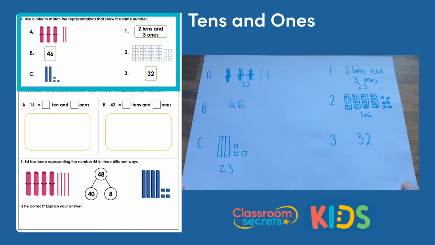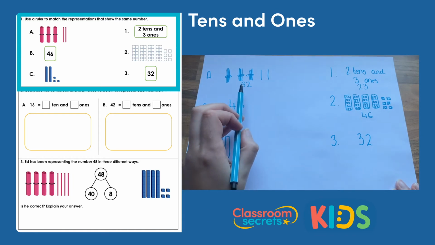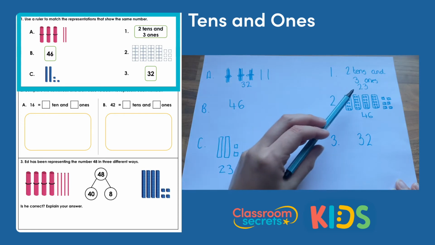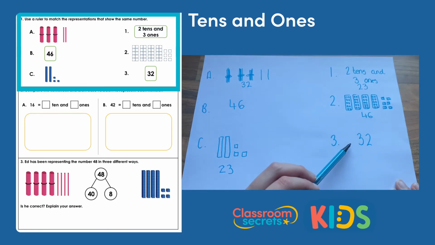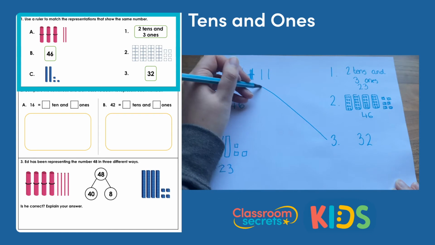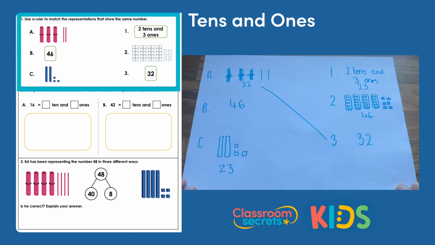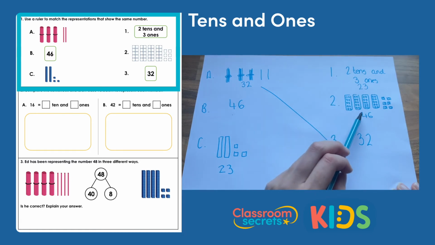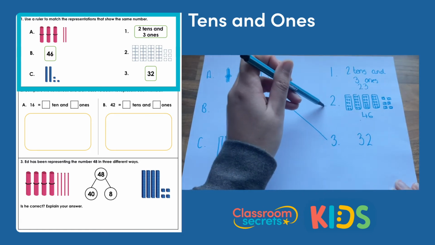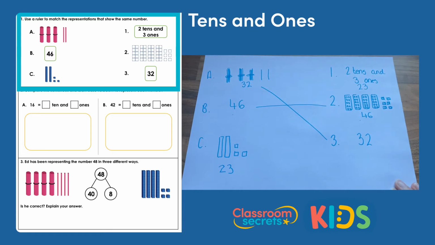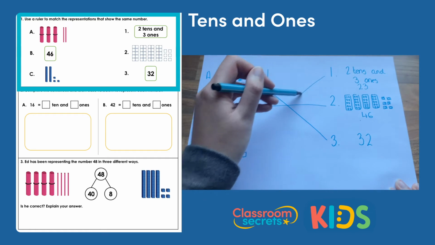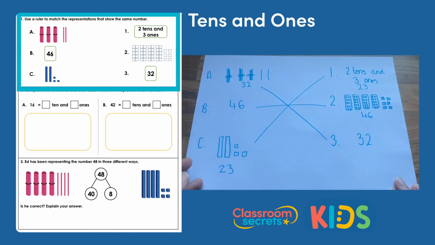So now I've written which number each one is representing, I can start to match them up. So I've got 32 represented here, and I can see 23, 46, 32. So A goes with 3. Okay, B 46, that leaves me with 1 23 or 2 46. So B and 2 must go together. And then my final one, 23 with my base 10 and 23 up there. So C and 1 go together.